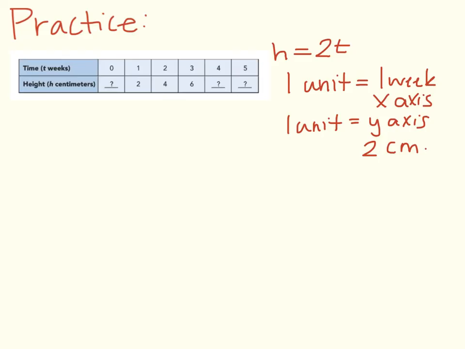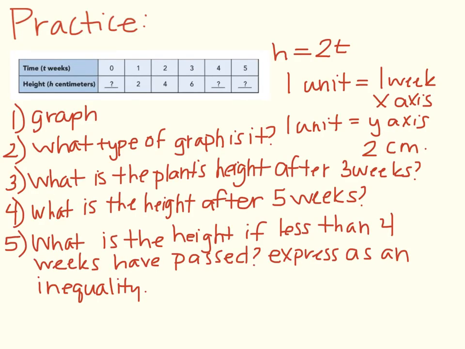Then answer the following questions. Okay, so first thing, graph the relationship. Question 2, what type of graph is this? Question 3, what is the plant's height after 3 weeks? Question 4, what is the height after 5 weeks? And finally, what is the height if less than 4 weeks have passed? Express this as an inequality. Don't forget to label your dependent variable and your independent variable.